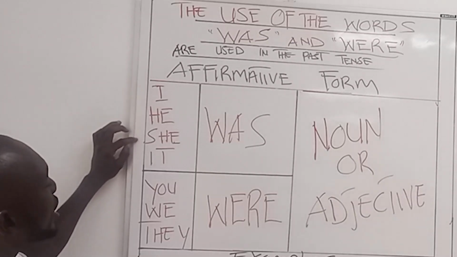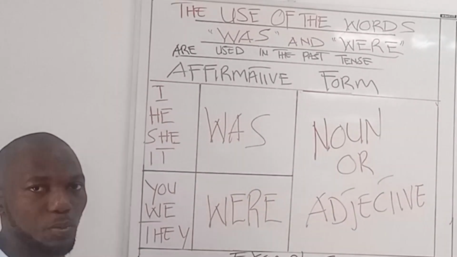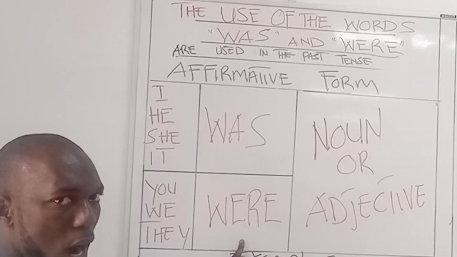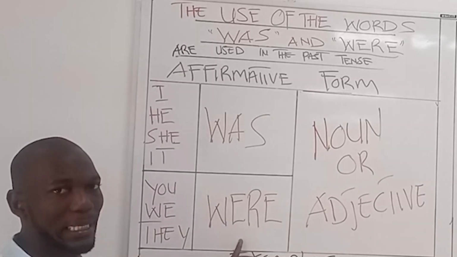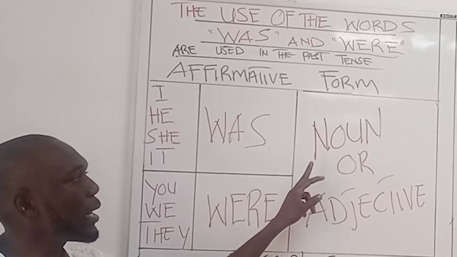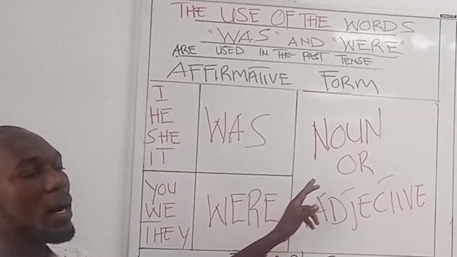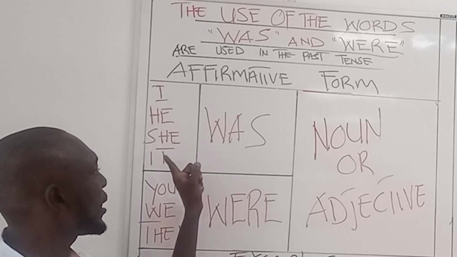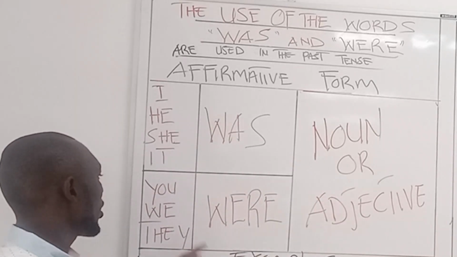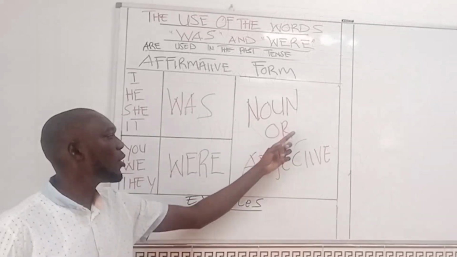So I, he, she na it inatumika na neno was. You, we na they inatumika na neno were. Hapo sasa utakuwa umesema ilikuwa, lakini bado mpaka uweze kuweka noun au adjective hapa mbele yake. Ulisema I was, he was, she was, it was. You were, we were, they were. Mbele ikaa noun or adjective.